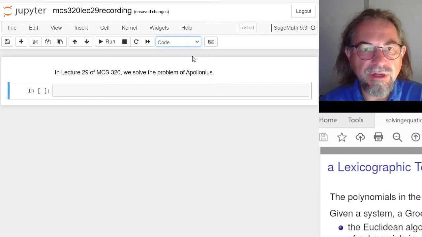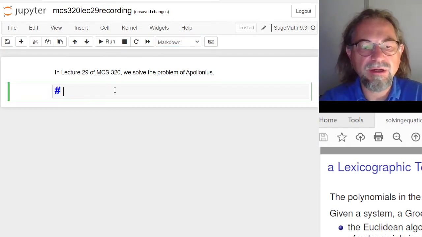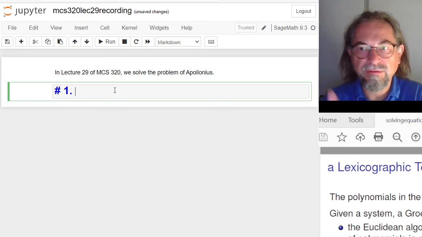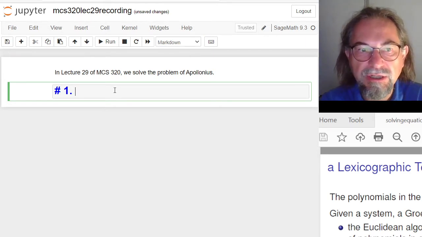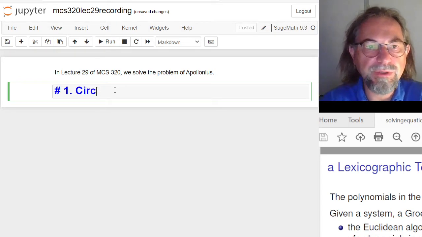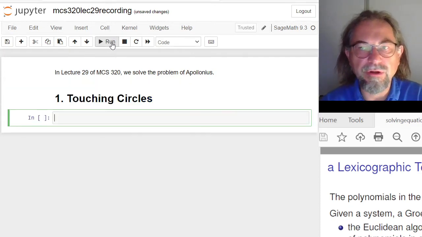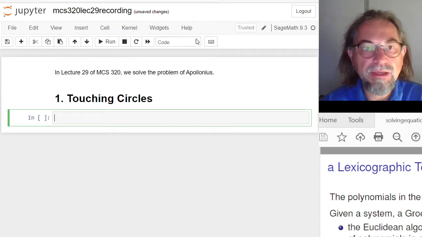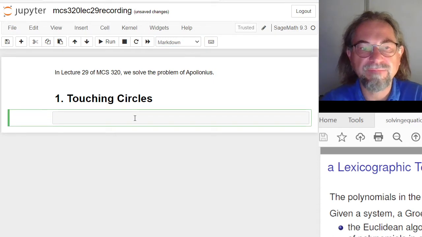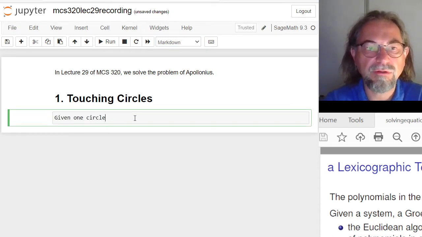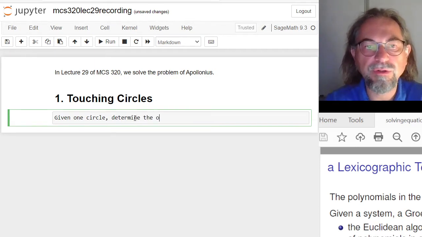So in the first section, I will explain how to start formulating the equations. We have the problem of touching circles. Earlier in the course we saw the tangent line problem. Here we consider, given one circle, determine the location of a touching circle.